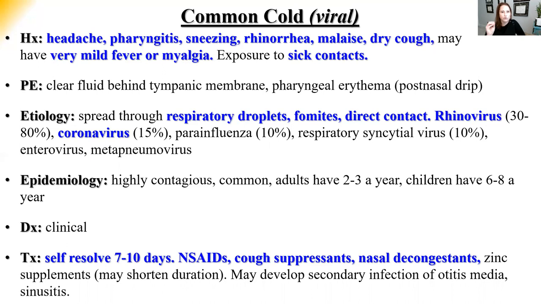For the history, a lot of things in common with influenza, but the fever and the myalgia will be absent or very mild. The physical exam findings are pretty similar to the flu. Clear fluid behind the tympanic membrane, pharyngeal erythema, that's nonspecific. We know this is highly contagious. And adults have an average of about 2 to 3 a year, whereas kids have 6 to 8 a year because they have a developing immune system.